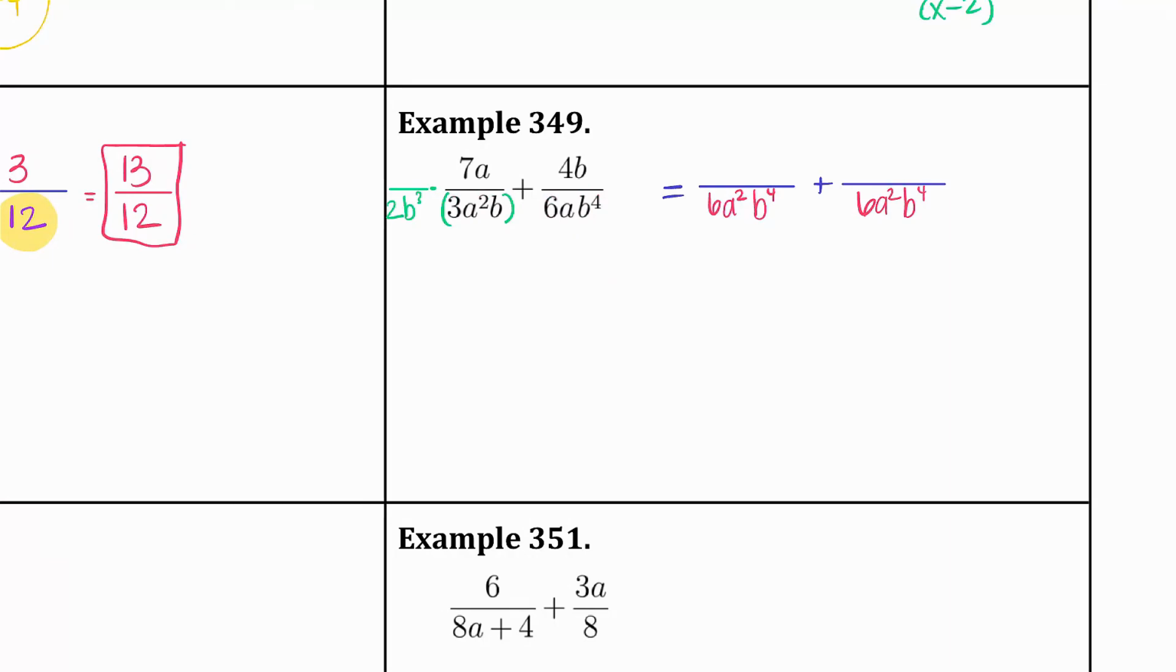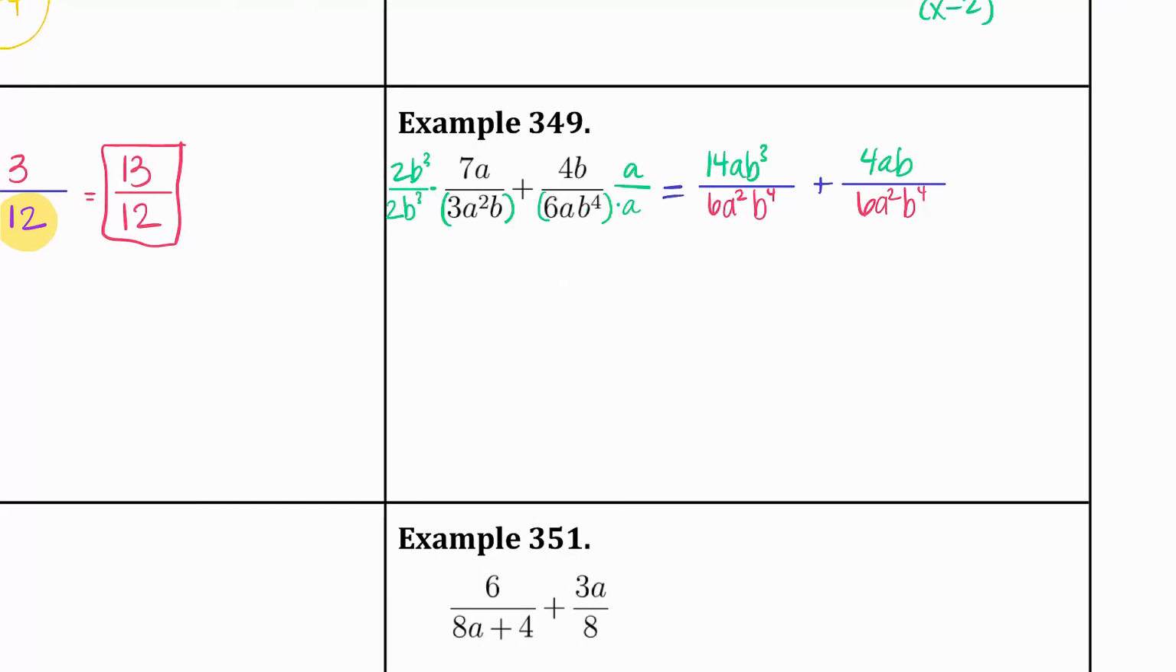All right, so if we multiply the bottom by 2b cubed, let's do the top by the same. 2b cubed times 7a is going to give me 14ab cubed. And then our second one, let's see what we need here. We have a 6, we need a 6, so we don't need to change our numbers. We have an a, we need an a squared, so I need to multiply it by a. We have a b to the fourth, we need a b to the fourth, so we're okay there. So we can just multiply the top and bottom by just by a. So 4b times a is 4ab.